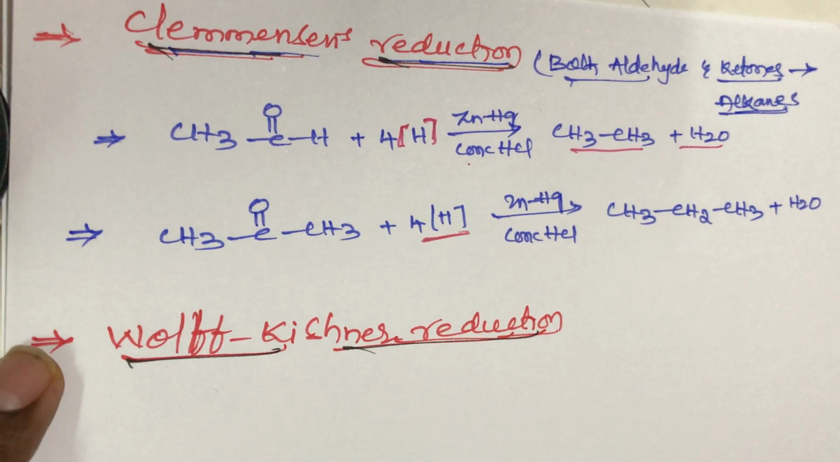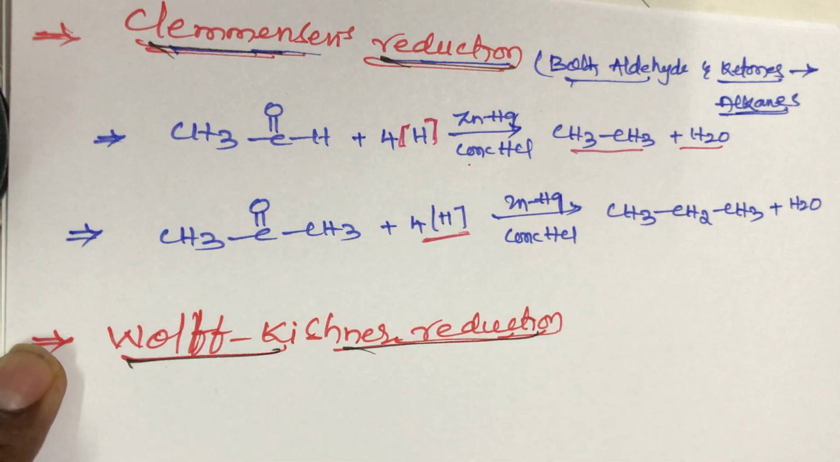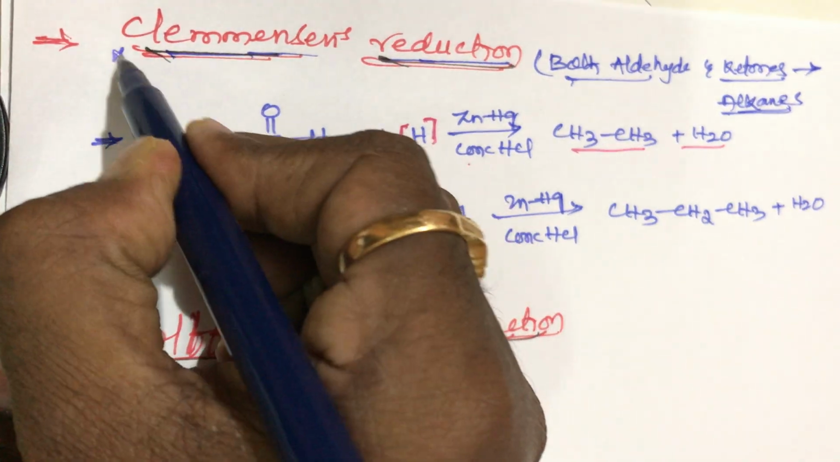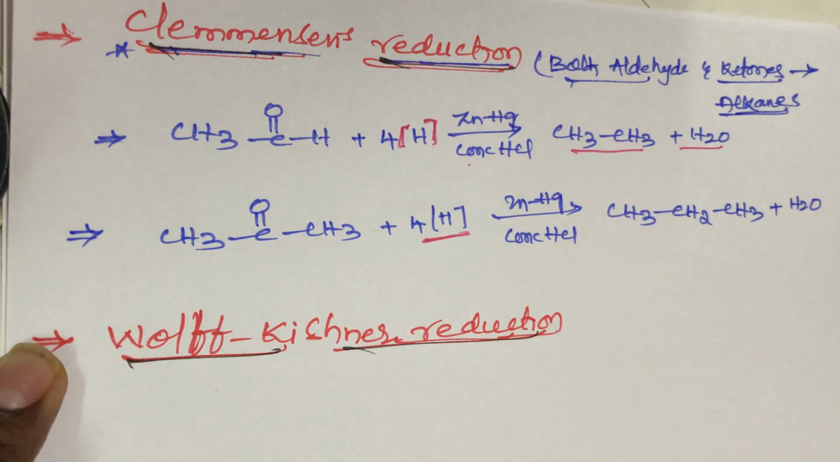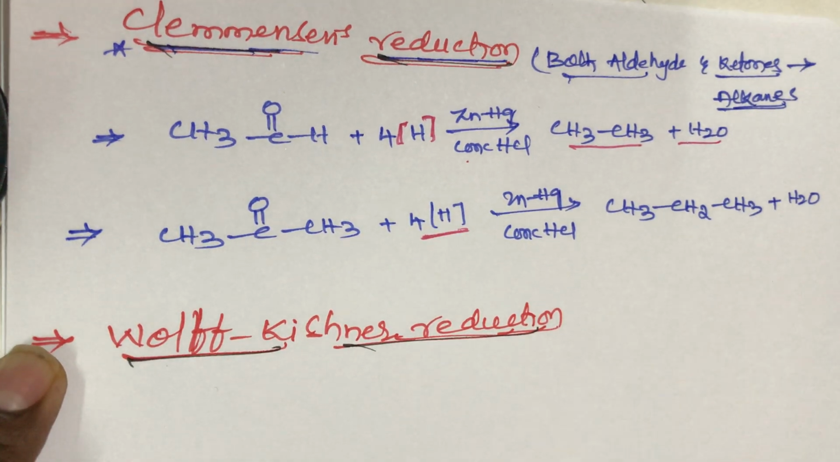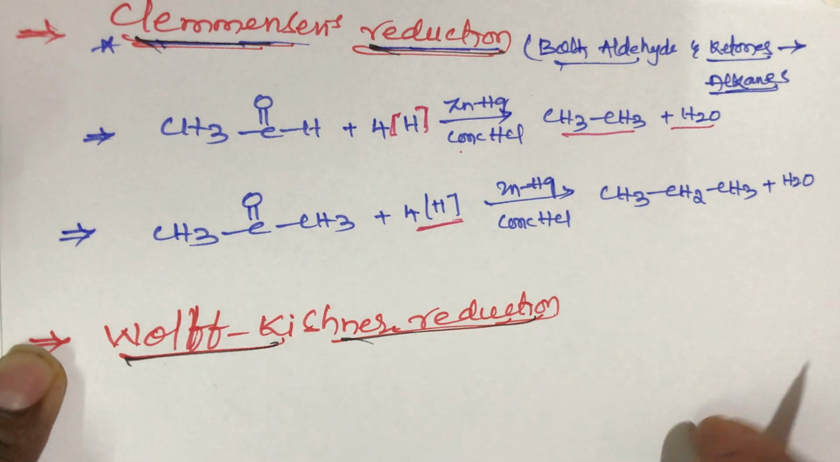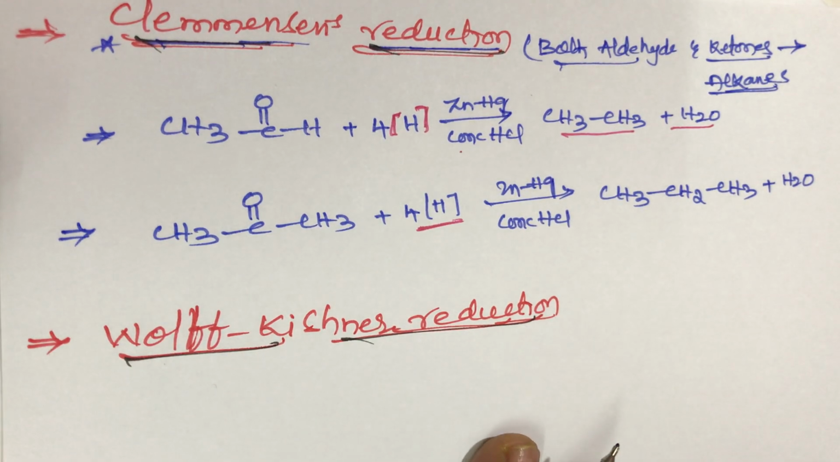This is a very important named reaction from the aldehydes and ketones lesson, from the second year lesson, students. That is Clemmensen reduction, an important named reaction. From Clemmensen reduction, both aldehydes and ketones are converted into alkanes. Simple trick: this is the preparation of alkanes from Clemmensen reduction. It is also very important, student.